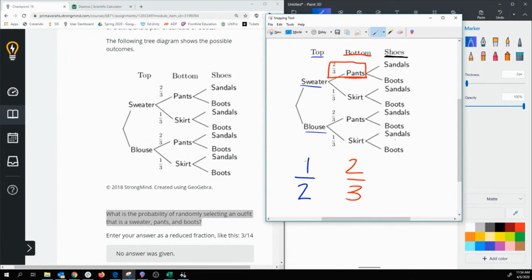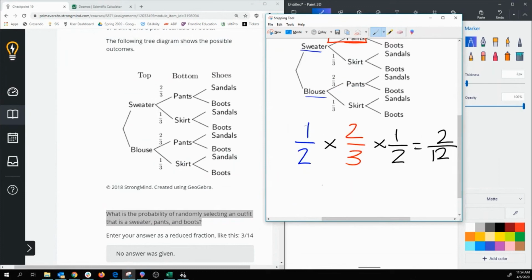This one would also be 1/2. Perfect. Now again, because of the word and, we're going to multiply. So 1 times 2 times 1 gives me 2, right? 2 times 3 times 2 would give me 12. So if my probability here is 2 over 12, that can simplify to 1 over 6.